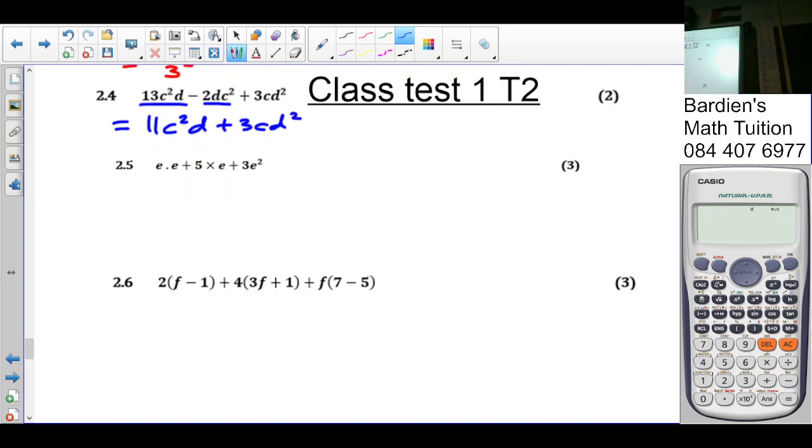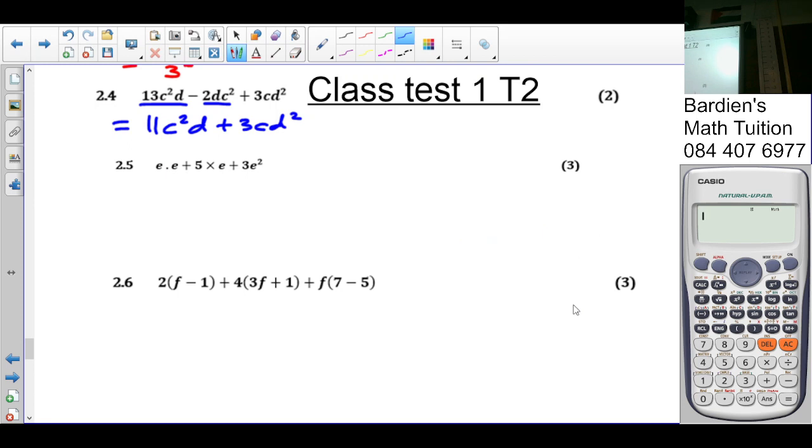Now 11c squared d is not like 3cd squared. Can you see that, people? The variables are different. In the first case, the square is on the c, and in the second case, the square is on the d. So they are unlike terms. So you leave them like that. Okay. Remember, I also indicated to you before that xy is equal to yx. And I explained to you already why that is the case.